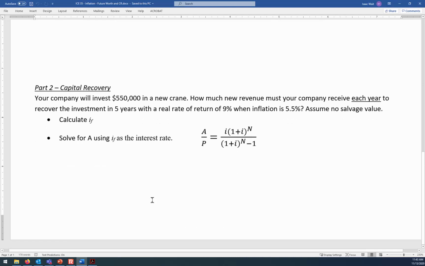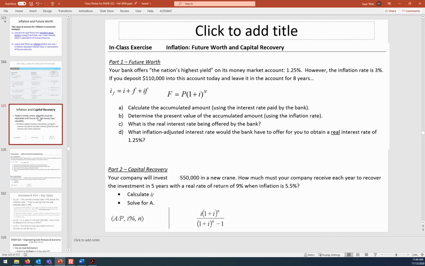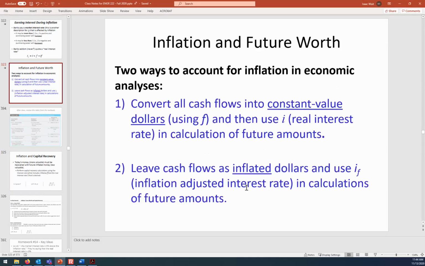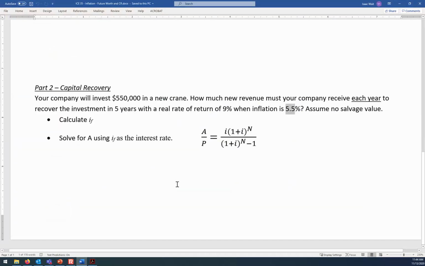Now here in part 2, we're going to do a capital recovery problem. We're spending $550,000 on a crane, and we're going to try and get revenue out of that investment. We have a 5-year time horizon, and we want to receive a 9% real rate of return, and the inflation rate is 5.5%. So now back to this slide, the two different ways here. Leave the cash flow as inflated dollars and use I sub f in calculations of future amounts. That's what we're doing in this second problem.